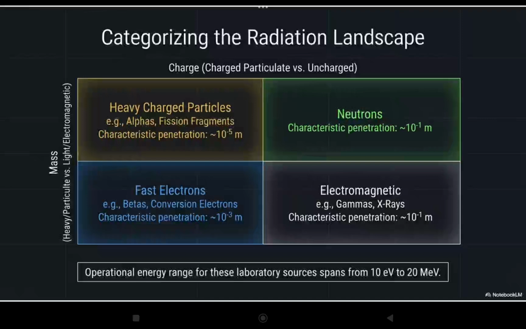Electromagnetic radiations like gammas and X-rays, and neutrons, can penetrate much more deeply, which is why shielding and detector response are so different for each class. In the laboratory, we commonly deal with sources spanning a wide energy range from electron volt level to many mega electron volt. So this broad classification helps us predict behavior before we ever measure it.